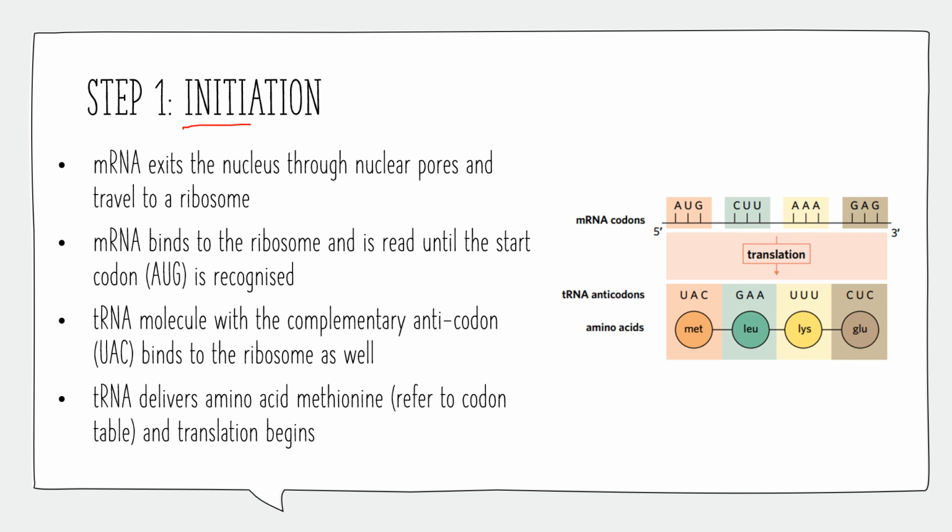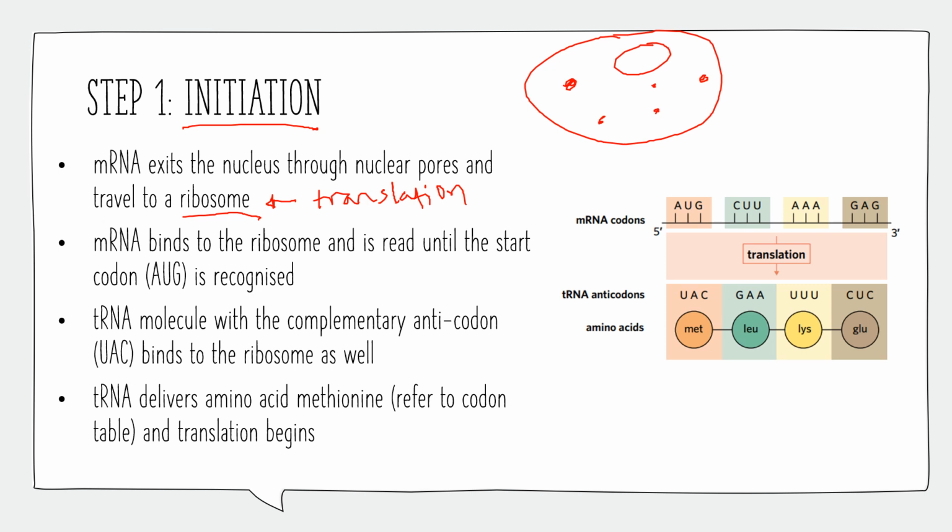So in the initiation of translation, the mRNA exits the nucleus and travels to a ribosome. All of this translation happens within a ribosome. Ribosomes are the main site for translation, which is important to note. Ribosomes are an organelle within our cell, hopefully you remember from year 11. They're the little protein producing units that we find in our cell.